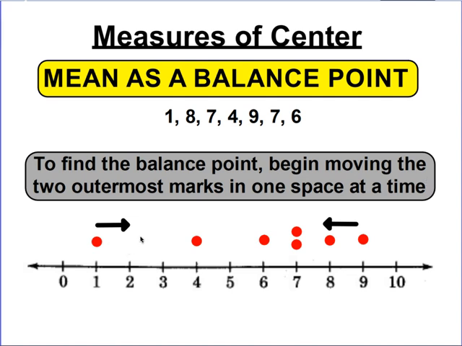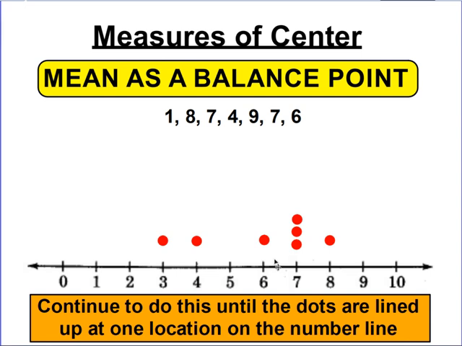So let's move these in. The 1's going to move into 2, the 9's going to move into 8, just like that. Now let's do it again. Take the outside ones, so the 2 is on the outside, and 8's on the outside. The 2's going to move to 3, one of these 8's is going to move to 7, okay? And I'm going to continue to do that until all the dots are lined up at one location. So let's take the outside ones, the 3 and the 8. Let's move them each in one. So the 3 goes to 4, the 8 goes to 7.